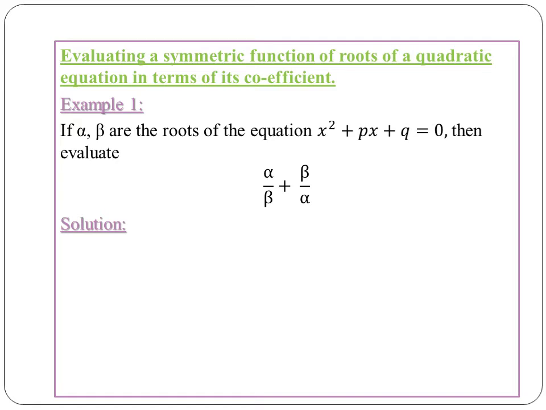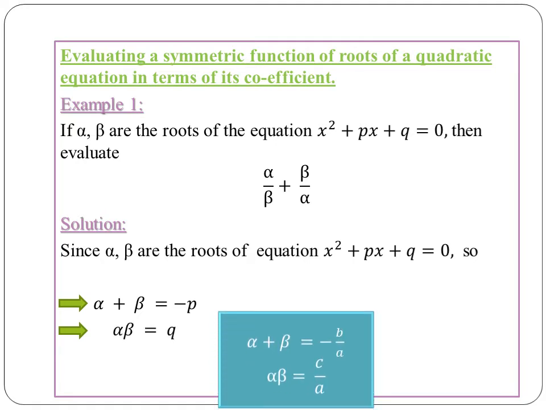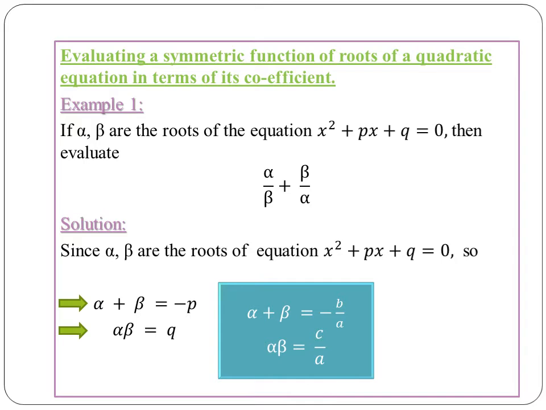Solution is, since alpha, beta are the roots of the equation x square plus px plus q equals 0, the sum of the roots, that is alpha plus beta, equals minus p, while the product of the roots, alpha beta, equals q. As we know from the previous lecture, the formula for the sum of roots is minus b by a and the formula for the product of roots is c by a.